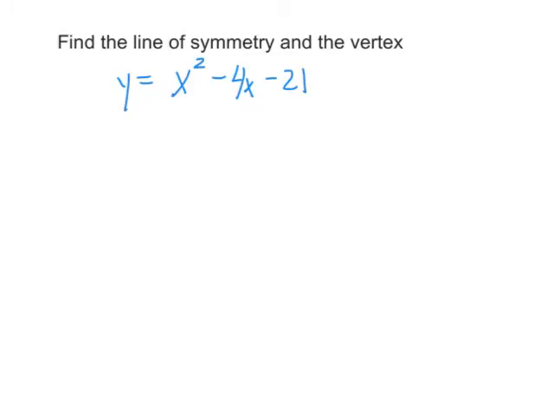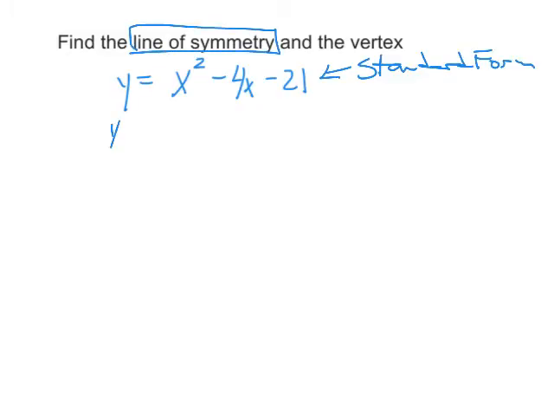We'll go ahead and do one more example here. We have an equation in standard form, and we would like to find the line of symmetry and the vertex. One way of finding the line of symmetry is going through the x-intercepts. I'm going to first write this in factored form. I'm going to use a factor pair of negative 21 that adds up to negative 4. That could be 1 and 21, or 3 and 7.